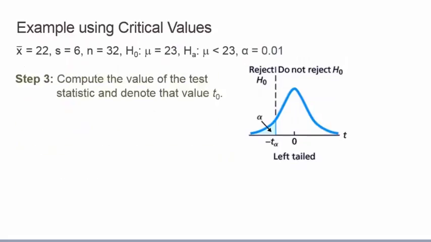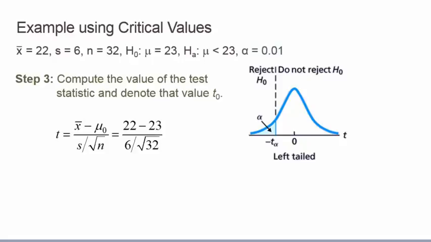Step 3. Compute the value of the test statistic and denote that value t sub 0. In order to find t sub 0, we have to use our formula for the test statistic. T equals x bar minus mu sub 0 divided by s divided by the square root of n. Substituting, I have 22 minus 23 divided by 6 divided by the square root of 32.